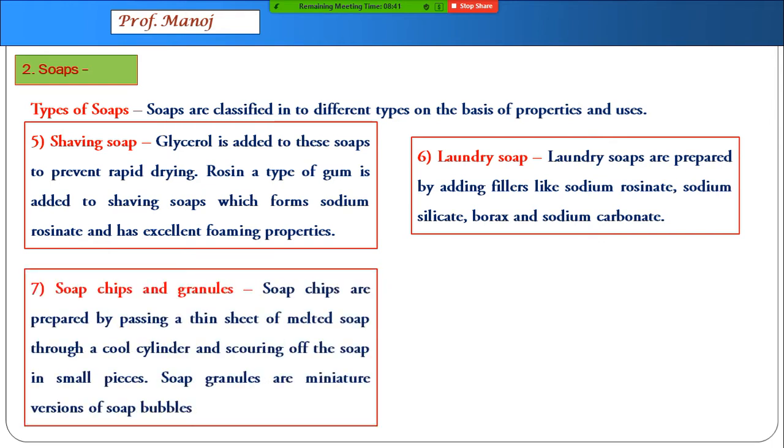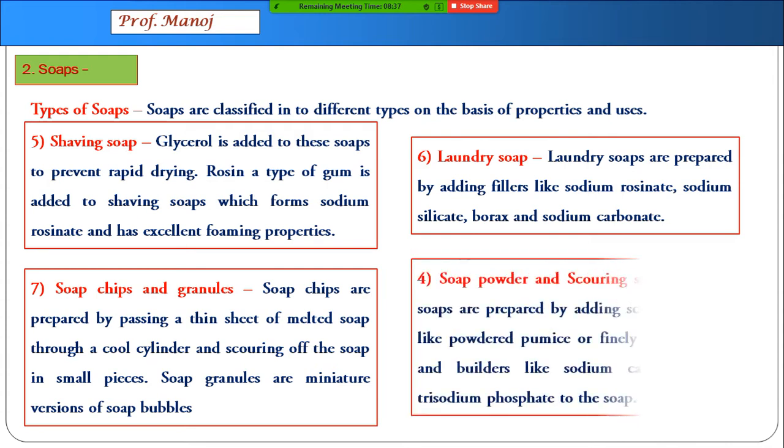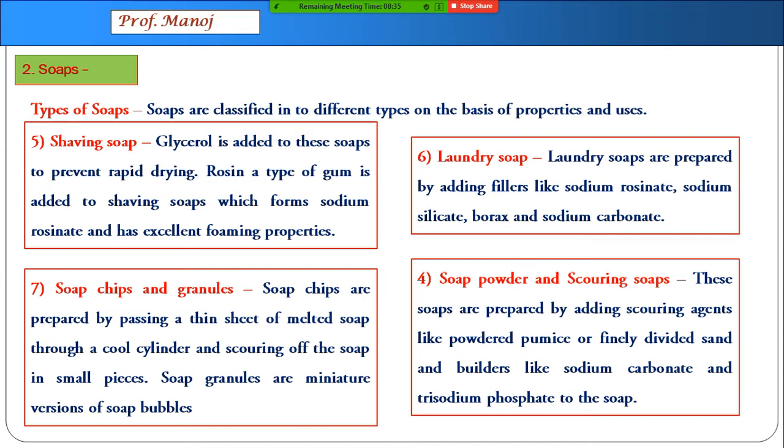Soap chips and granules are also made for small amounts of soap, and soap powders are also made by adding powdered pumice or sodium carbonate or trisodium phosphate. So these are the different 8 types of soaps which you should know.